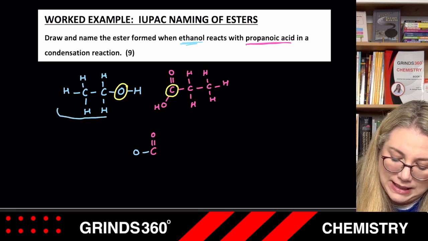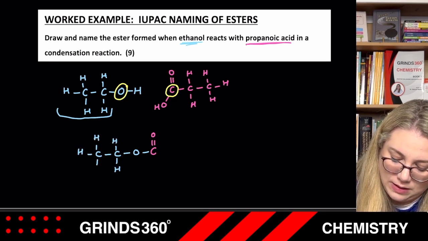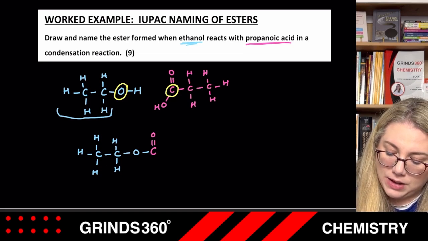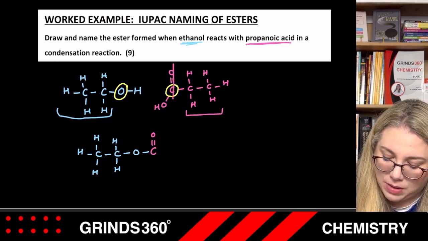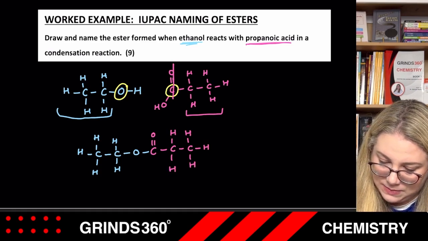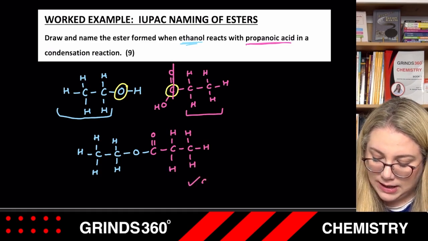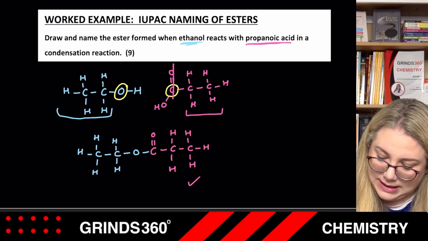Now I have to fill in the rest of that alcohol. That oxygen is bonded to 2 other carbons like that. And then fill out the rest from the carboxylic acid side. Now we've drawn the C double bond O, but I still have this part to fill in. So we have a CH2 and a CH3 on the end. Now, that's my ester. So I have drawn the ester, 6 marks for the drawing of it.